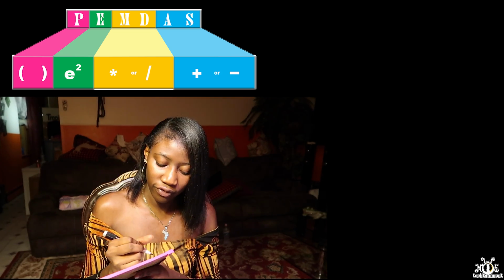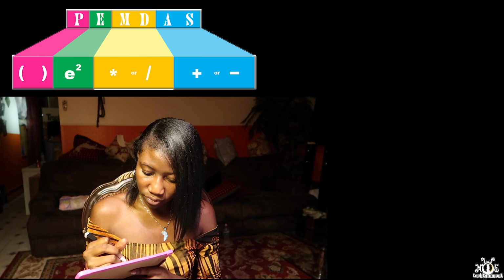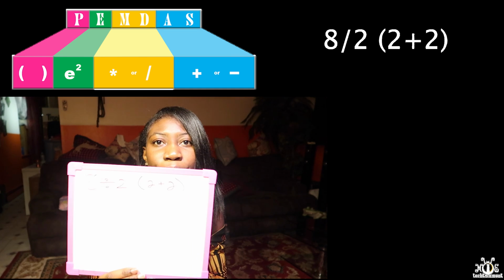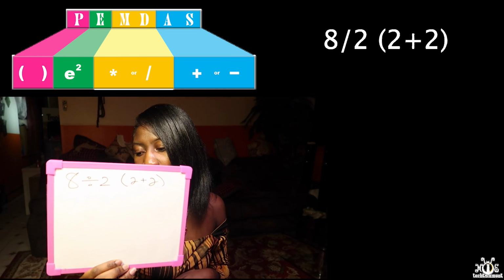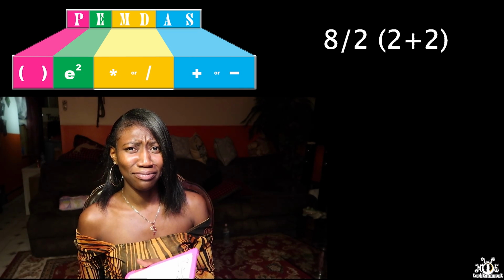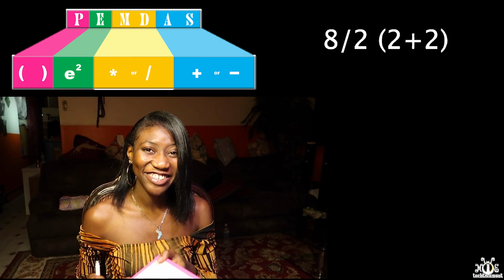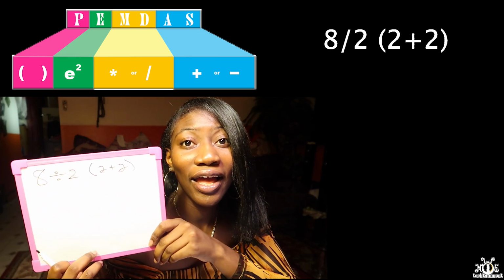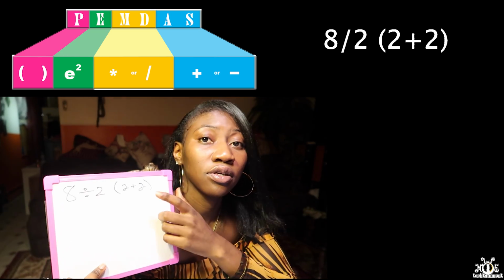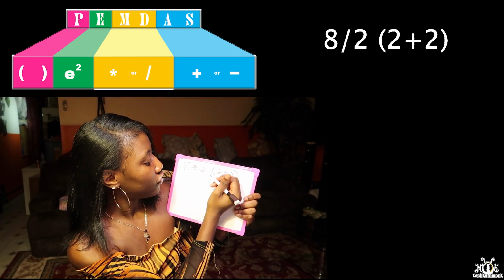So we'll start with this one that I constantly see on social media. Right here. And usually people argue like, is it 16? Is it 1? Is it 16? Let's find out. Okay. So 8 divided by 2 times, in parentheses, 2 plus 2. First we have parentheses. So we're gonna do the parentheses. What's inside the parentheses? It's 2 plus 2. So we're gonna go 4.